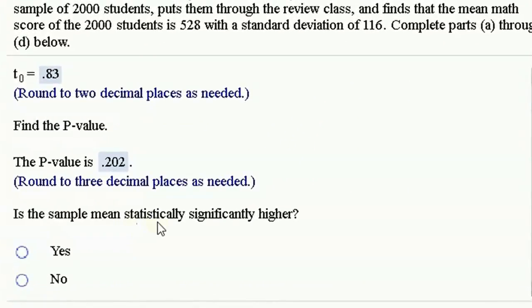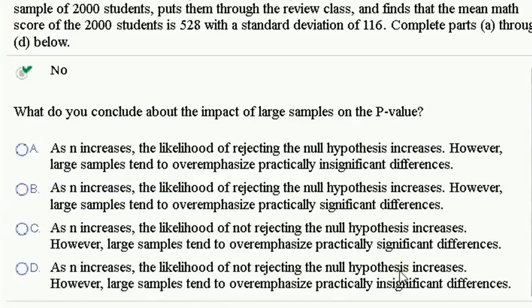Is the mean statistically significantly higher? No, it's not anymore. The p-value is greater than our alpha level. Remember, our alpha level is 0.10, so that's not less than that. It's not significantly higher in the statistical sense. So what would we conclude? As the sample size increases, the likelihood of rejecting the null hypothesis will increase. However, large samples tend to overemphasize practically insignificant differences. That's another way of saying unimportant. Okay, great. So that's how we can do hypothesis tests in StatCrunch. I hope you enjoyed, and I hope this helps.